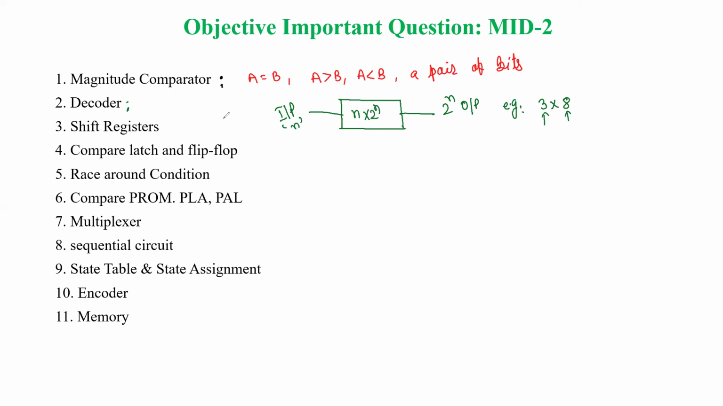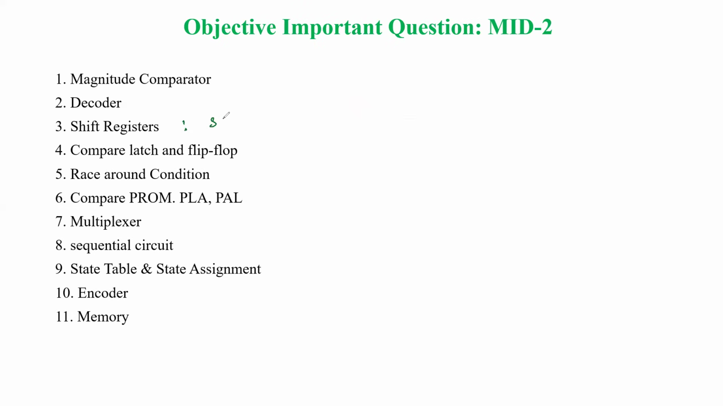Another question: what is a shift register, or what are the types of shift registers. You know that we design a shift register with the help of flip-flops. The purpose of the shift register is to shift the information, shift the bits, shift the data from one flip-flop to another flip-flop. It has various types, like serial in, serial out; serial in, parallel out; parallel in, parallel out; and parallel in, serial out.